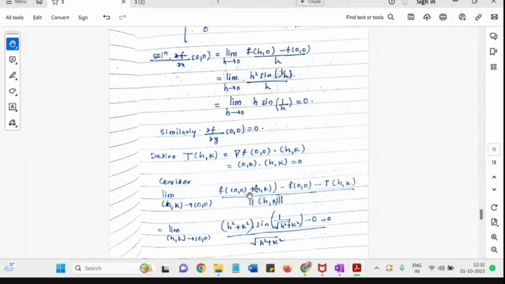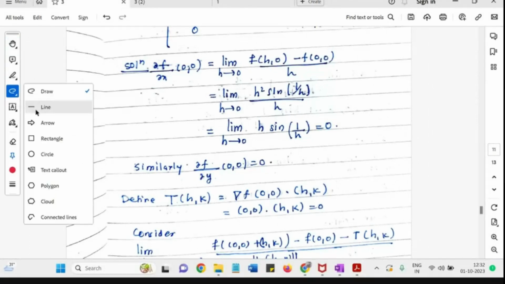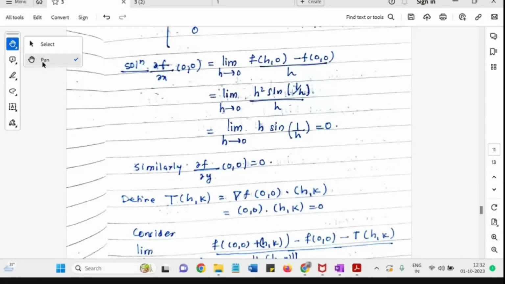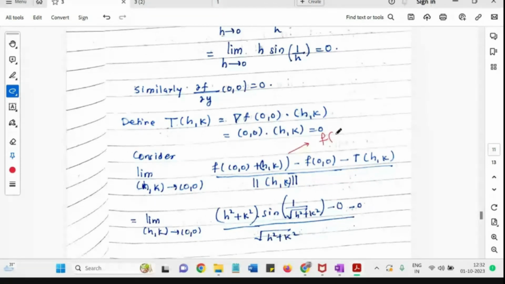Okay, this is my f of a plus h minus f of 0 comma 0 minus T of h, k. Substitute the value: T of h, k is 0, and f of 0 comma 0 is 0. If I simplify this, this is precisely f of h comma k.